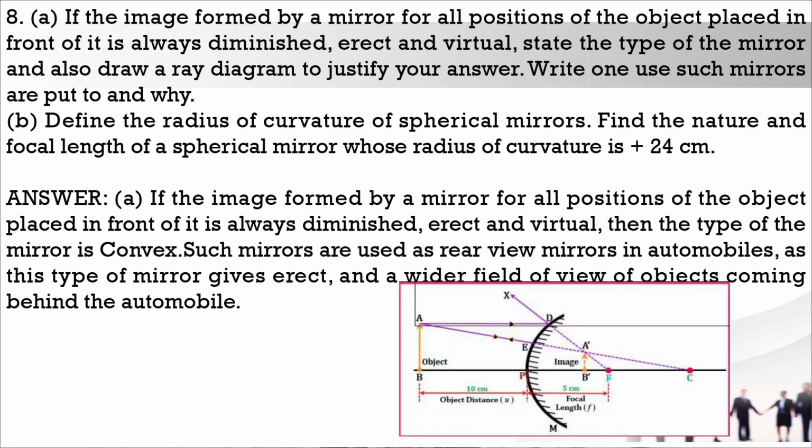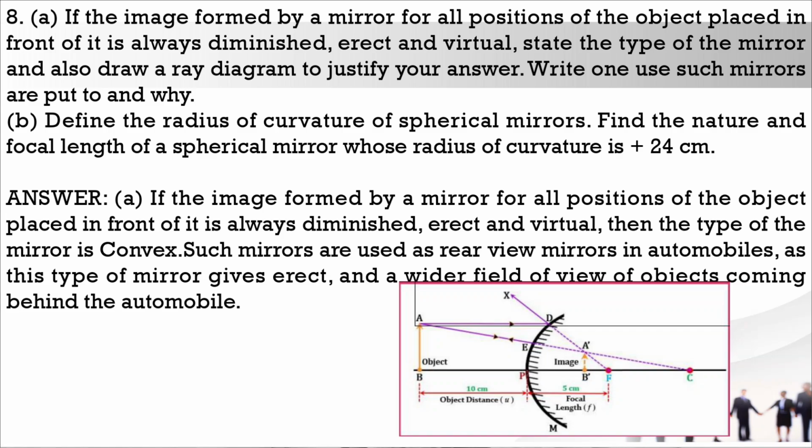Question number 8. A part. If the image formed by a mirror for all positions of the object placed in front of it is always diminished, erect and virtual, state the type of mirror and also draw a diagram to justify your answer. Write one use such mirrors are put to and why. B. Define the radius of curvature of a spherical mirror. Find the nature and focal length of a spherical mirror whose radius of curvature is +24.